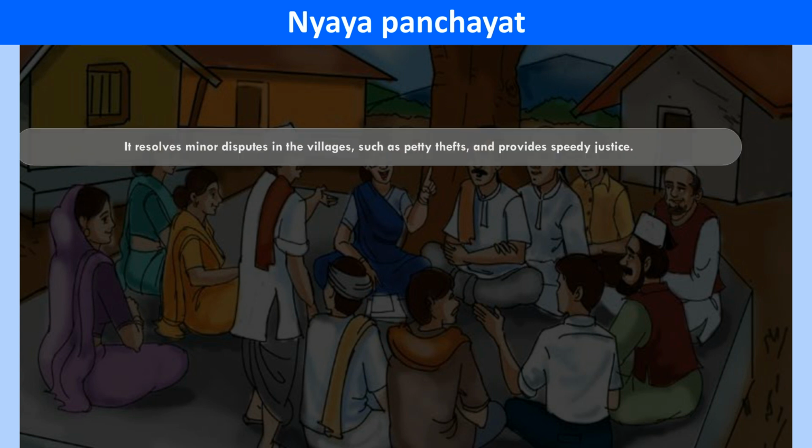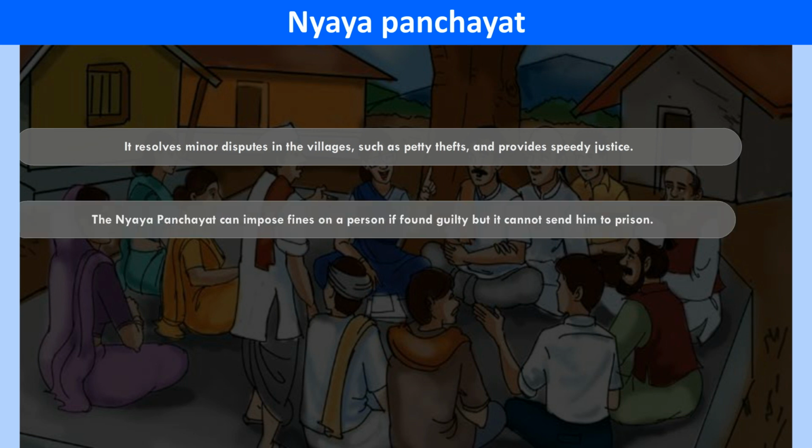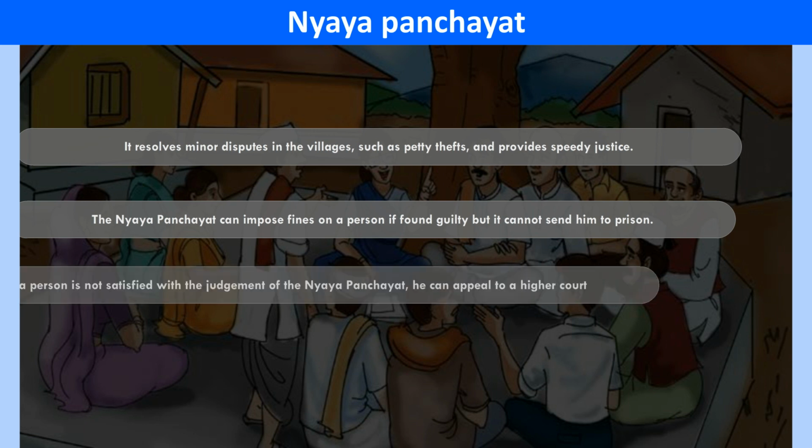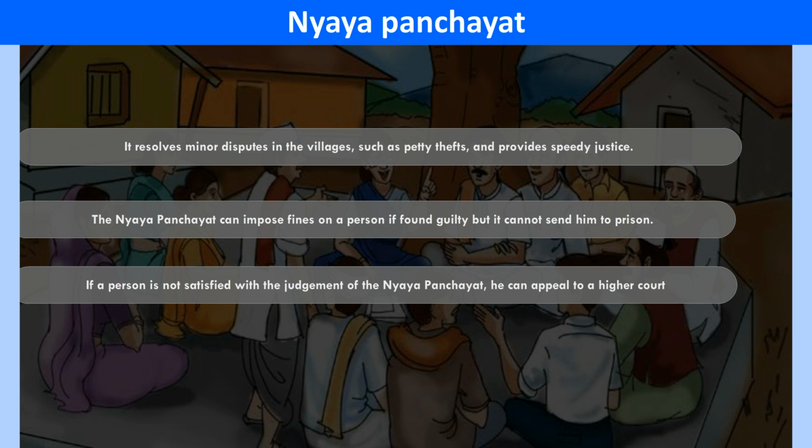It resolves minor disputes in the villages, such as petty thefts, and provides speedy justice. The Nyaya Panchayat can impose fines on a person if found guilty, but it cannot send him to prison. If a person is not satisfied with the judgment of the Nyaya Panchayat, he can appeal to a higher court.